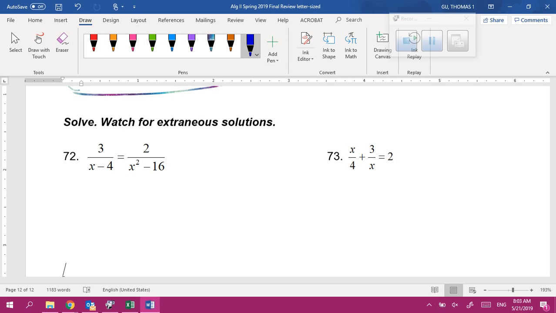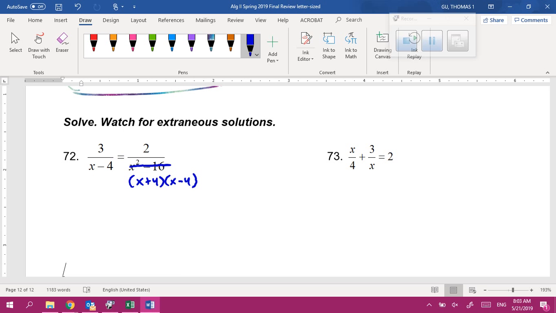But how am I going to see the restrictions? I can only see one, but there might be more. Yeah, we got to factor out the second denominator. What would this factor out to be? Right. X plus 4 times x minus 4. So now I can see my restrictions.